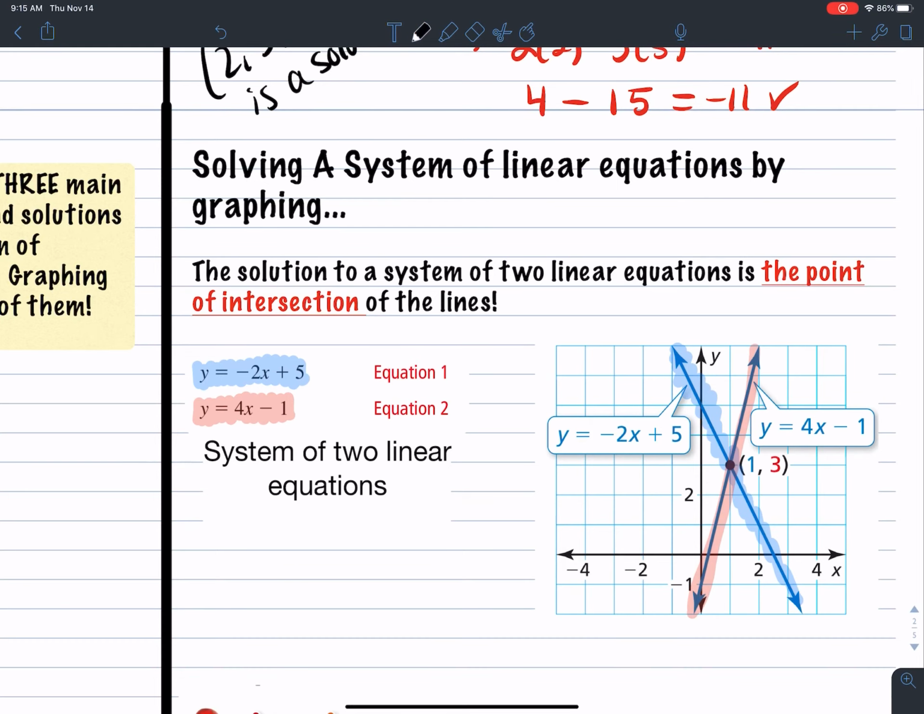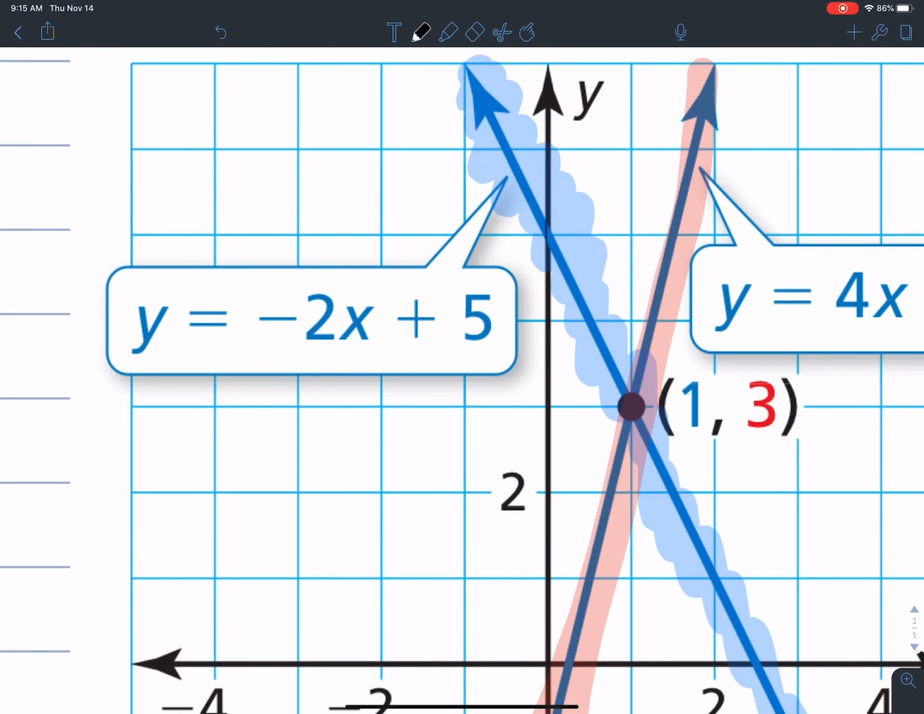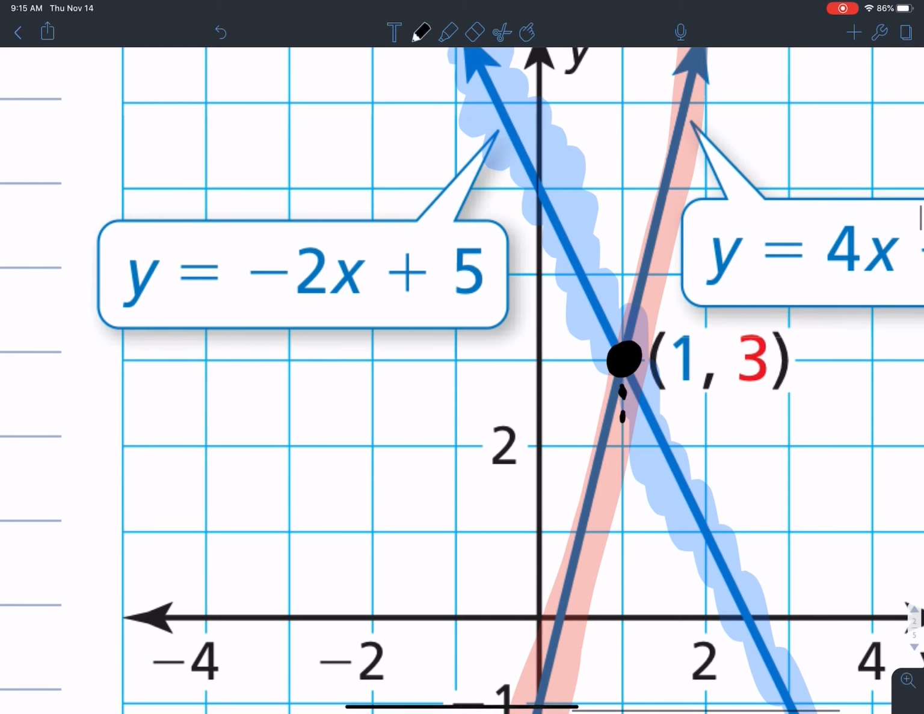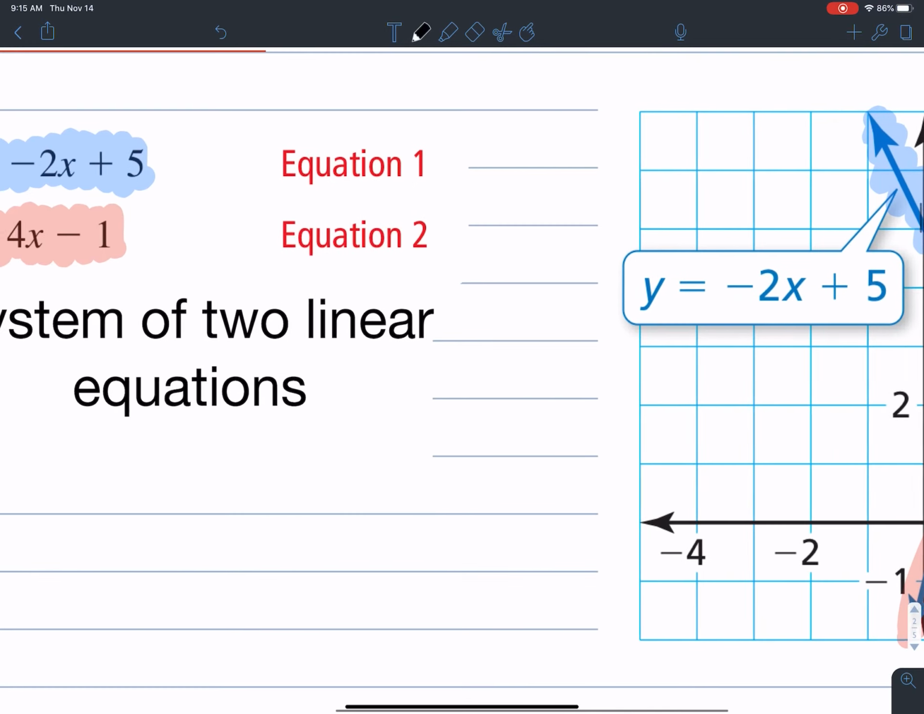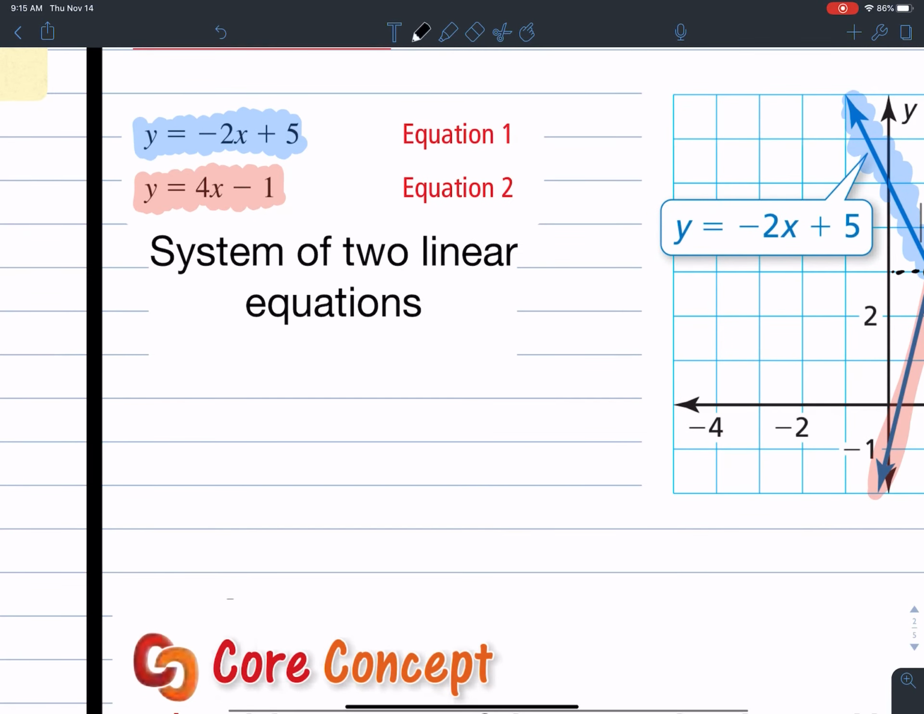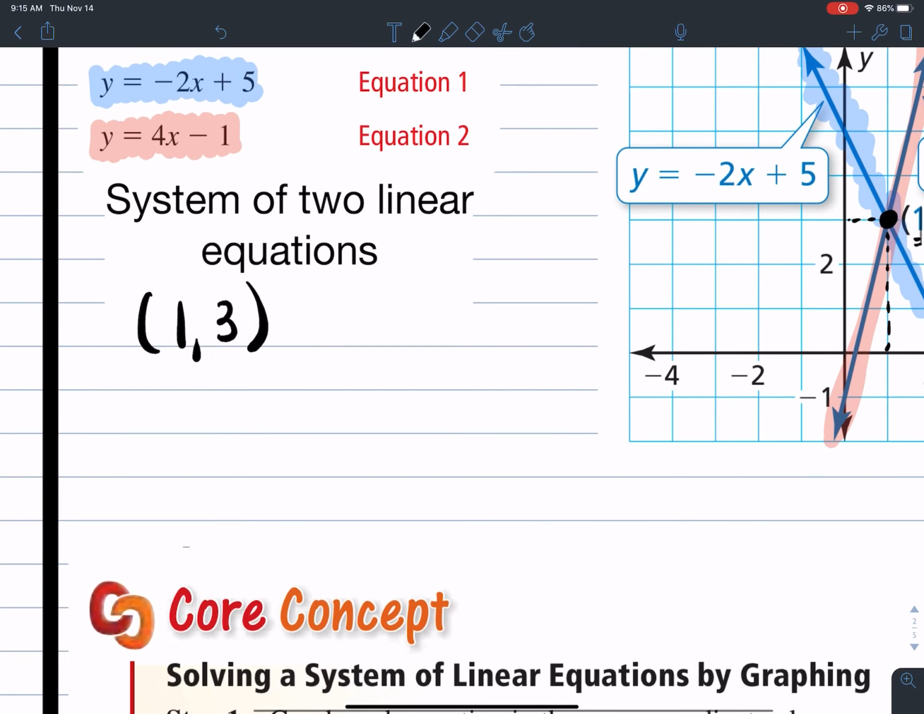And what we can see is that they intersect. Where do they touch? The x value where they meet was 1, and the y value where they meet was 3, which means that is our solution to the system. So again, we can check that. We think that 1, 3 is the solution to the system.